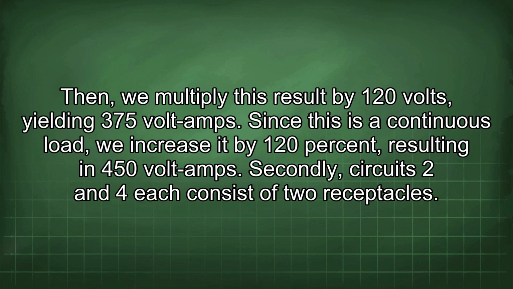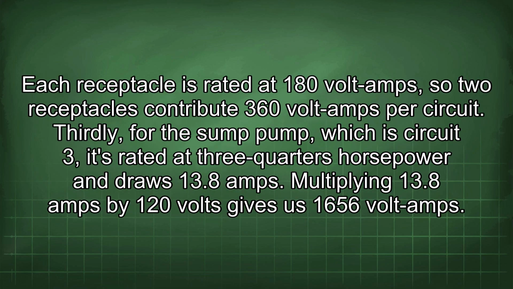Secondly, circuits 2 and 4 each consist of 2 receptacles. Each receptacle is rated at 180 volt amps, so 2 receptacles contribute 360 volt amps per circuit. Thirdly, for the sump pump, which is circuit 3, it's rated at 3/4 horsepower and draws 13.8 amps. Multiplying 13.8 amps by 120 volts gives us 1656 volt amps.